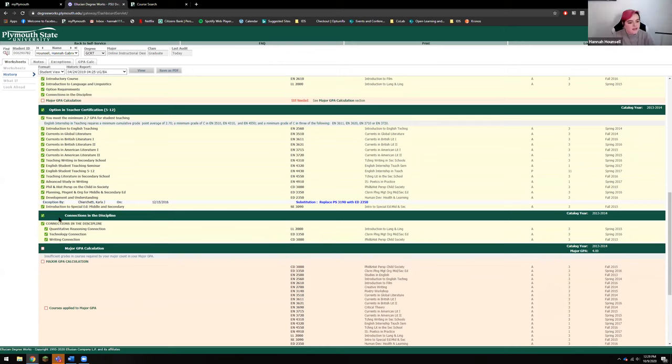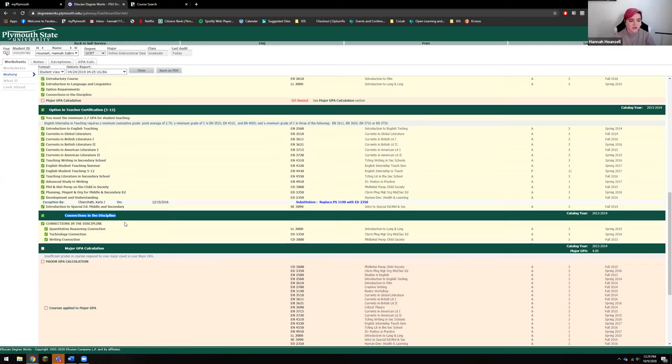Thanks. And the connections in the discipline area is when the major and the gen ed come together, because there are specific connections that students have to take in the major. These include quantitative reasoning, technology connection, writing connection, and I believe, no, not NCAP. NCAP is different, and that's a relatively new requirement. So I'm not quite as well versed on that one, and I know that there are some changes coming in terms of NCAP.